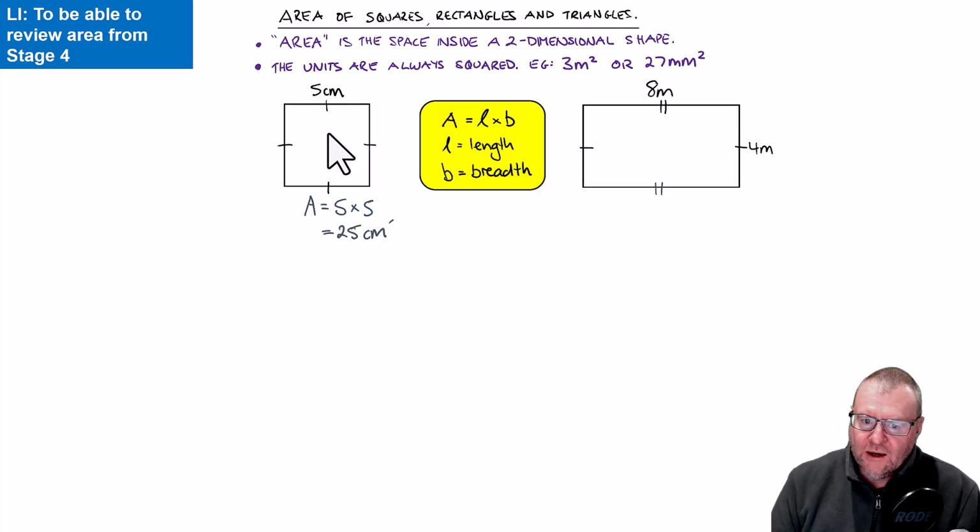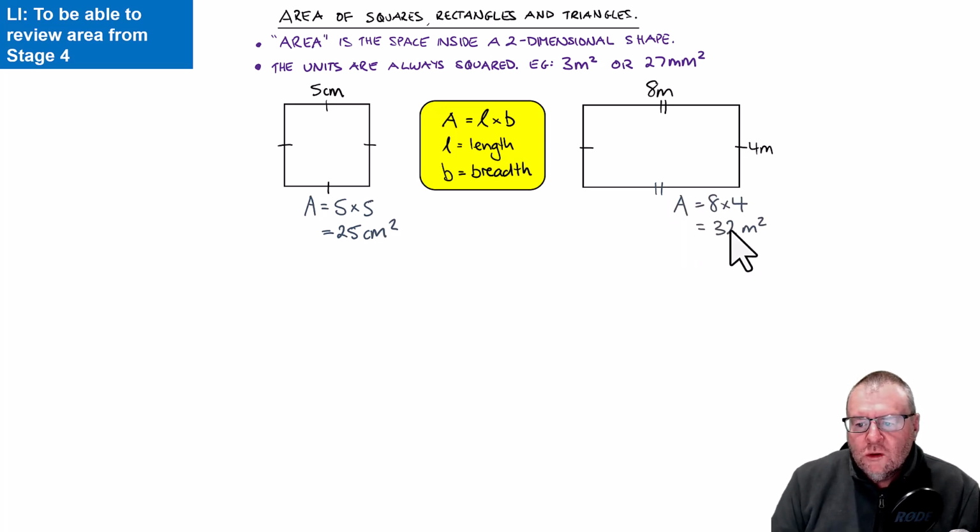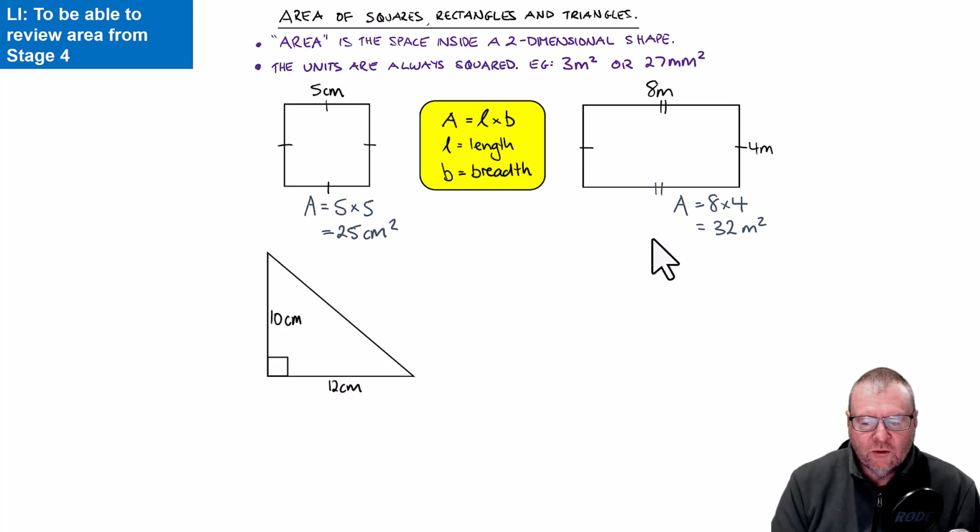So let's have a look. Our square here is 5 by 5. Multiply that to get the 25. The units are centimeters, but because it's an area, it's centimeters squared. And then the same with our rectangle, length times breadth. So we've got 8 by 4. 4 times 8 is 32. The units are meters, and it's an area, so it's meters squared. So nice and easy with those. Hopefully that is something you can remember from previous year's work.